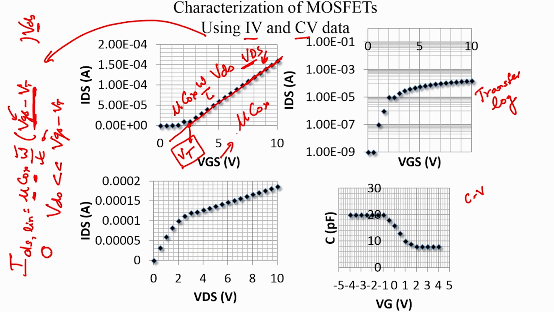Now, what we need to identify mu and Cox separately is the CV characteristics of the MOSFET. So, let us now perform a CV characteristics of the MOSFET, and it could be low frequency or high frequency CV characteristics, it does not matter. But the point to note is, unlike in the case of a MOS capacitor, the high frequency CV characteristics of a MOSFET will occur at a higher frequency. So, what I mean by that statement is that if let us take a CV characteristic of a MOS capacitor.